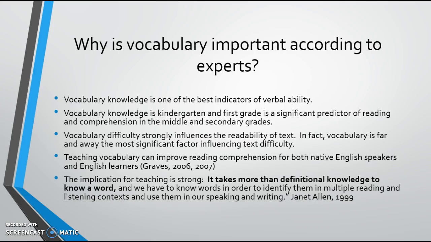So we know that vocab is a good indicator of verbal ability as well as success in reading and comprehension in middle school and high school. We also know that vocab is one of the biggest tenets of text complexity and text difficulty. So we need to make sure we're teaching that vocabulary so we can improve that reading comprehension and being able to decode that text difficulty. And we need more than just a definitional knowledge. We have to be able to apply meaning.